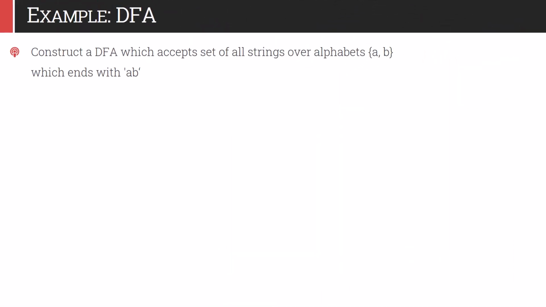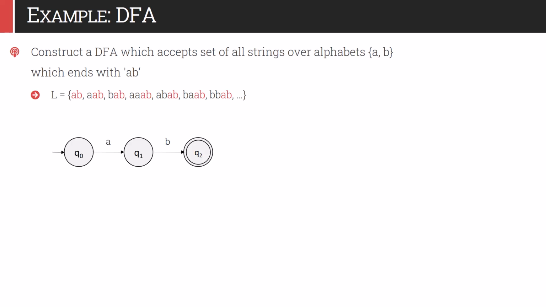Construct a DFA which accepts the set of strings over alphabet sigma equals {a, b} which ends with AB. So now AB must be at the end, and before that it can be any combination of A and B. So AB is the smallest length string, so let us first derive the DFA for that. Now after AB, we cannot accept any string.